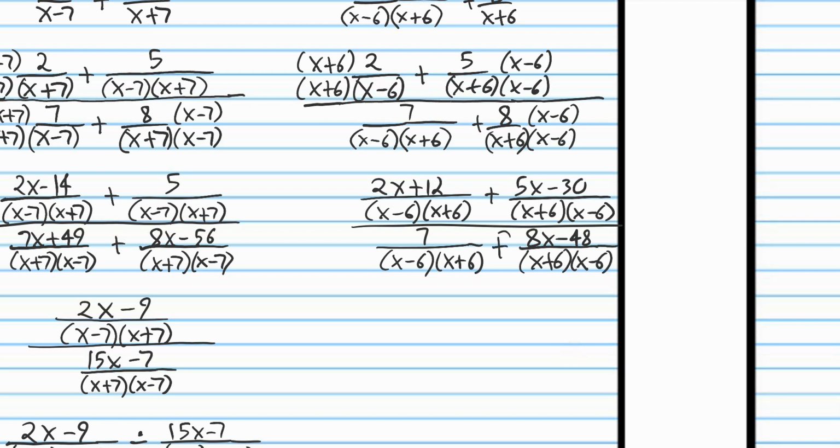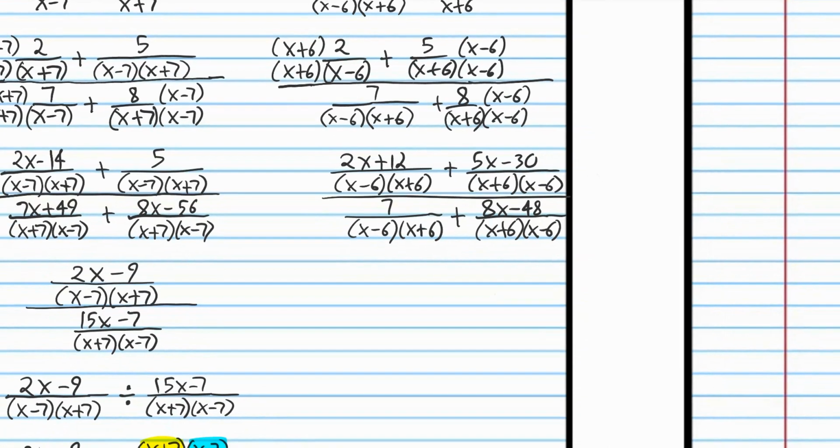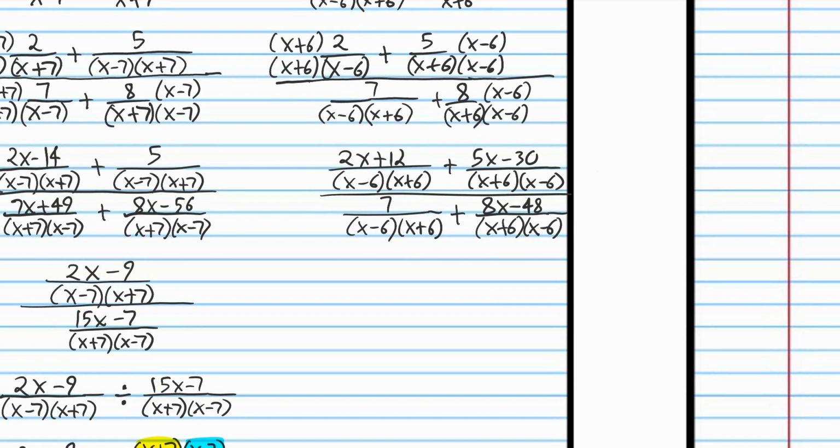And again, if this were a negative, then you would have to change these signs. Be aware of that when you're doing practice problems in your homework. If this is a negative, you have to change these signs when you combine. So now we've got a common denominator, and we're ready to combine. So 2x plus 5x in the very top is going to be 7x. 12 plus negative 30 is negative 18.